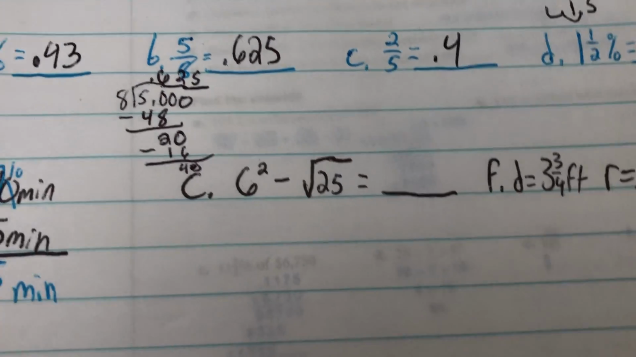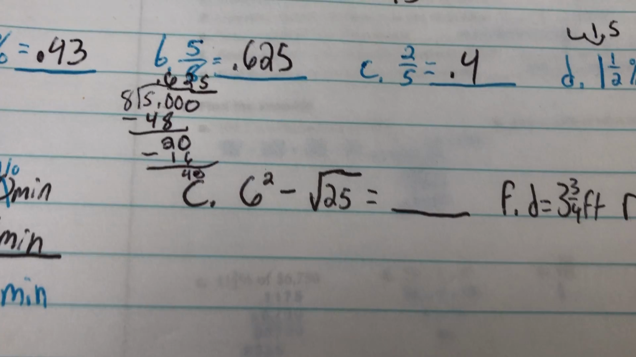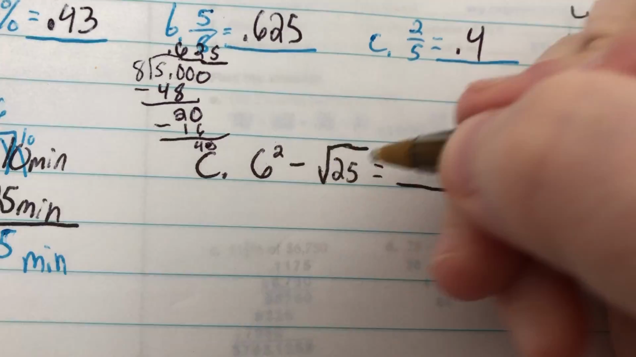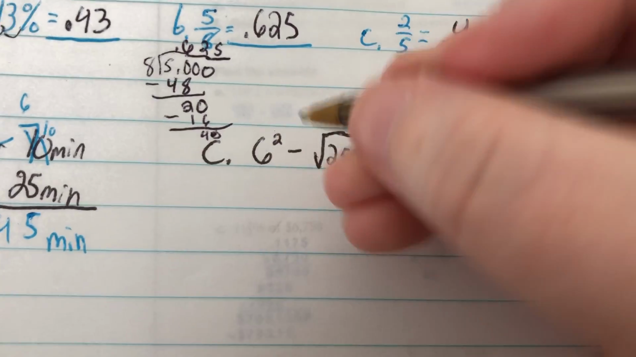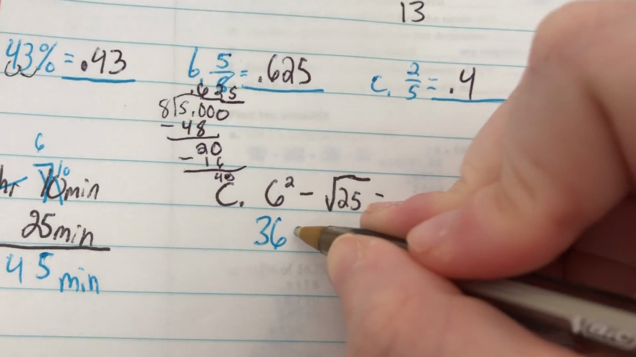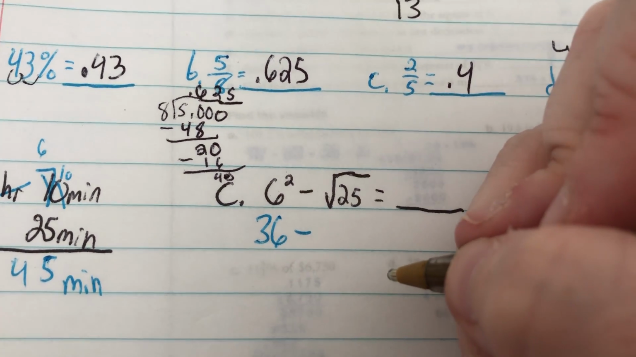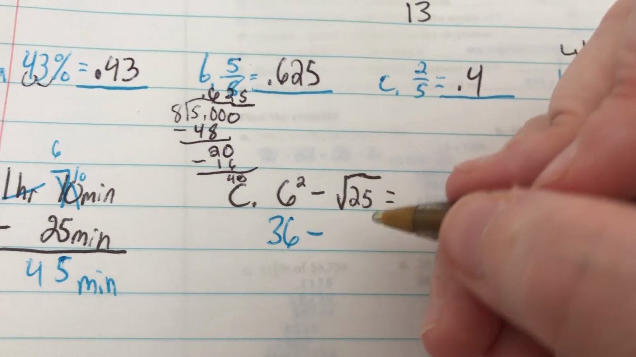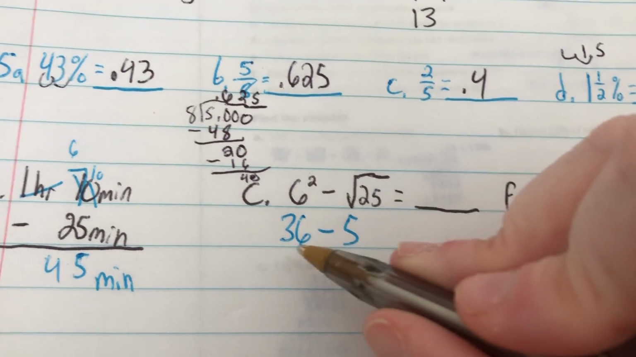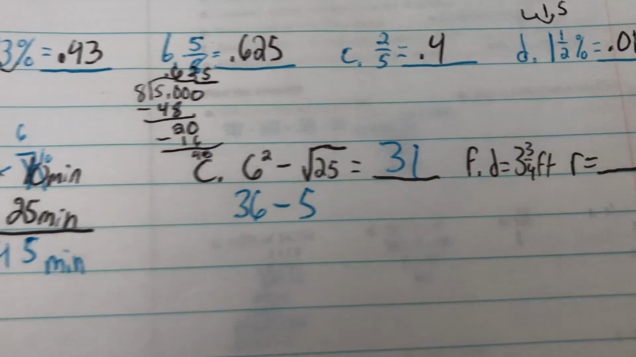C, it's a word problem. If you're paying attention to it, it comes out to be 6 squared minus the square root of 25. So then we have to solve what each of those are. 6 squared, 6 times 6 is 36. The square root of 25, well, what times itself equals 25? That's when we should have memorized. 5 times 5 equals 25. So then it just becomes 36 minus 5, which is 31.